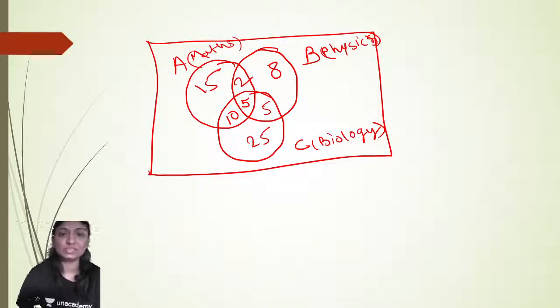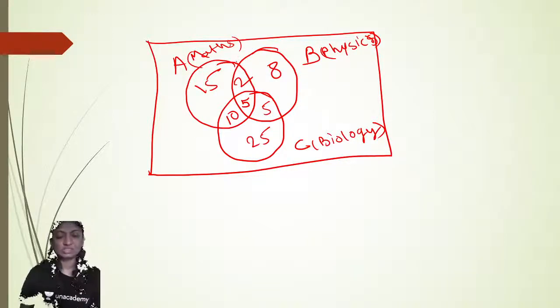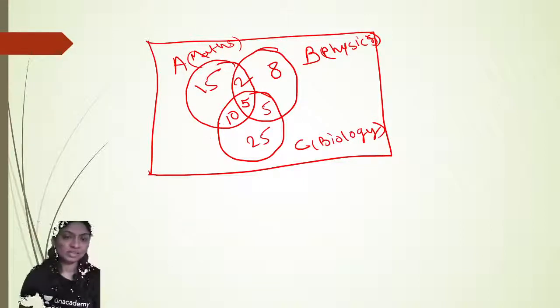You can solve any questions regarding this. So how many students study all the 3 subjects? 5. The number of students studying exactly one subject, that is maths, physics and bio, are 15 plus 8 plus 25, right? So that is 48. Now, if the question also asks how many students study exactly 2 subjects, that also you can answer here: 10 plus 2 plus 5, right? So it is easy to answer with the help of Venn diagram. So there are 17 students who study exactly two subjects.